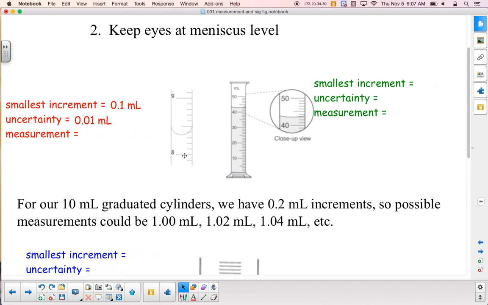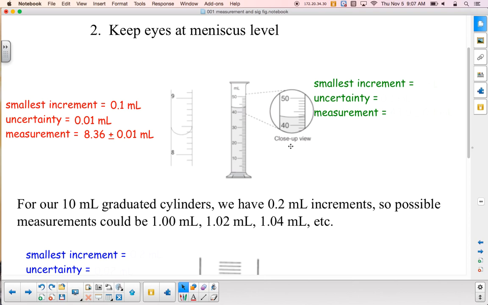I know for certain that the meniscus is above the 8, but not yet to the 9, and I know for certain that it's 0.1, 0.2, 0.3, so I know 8.3, but not yet 8.4, and I'm going to estimate how far I am between the 8.3 and the 8.4. I think I'm a little past halfway, so I'm going to say that my measurement is 8.36 plus or minus 0.01 milliliters, which means that I believe my volume to be somewhere between 8.35 and 8.37 milliliters.